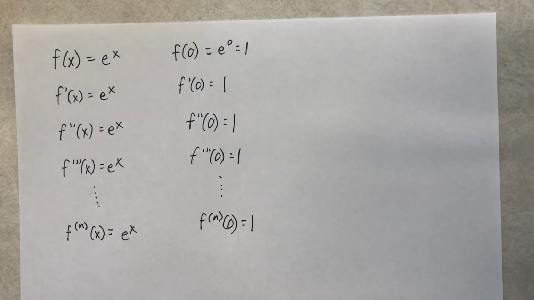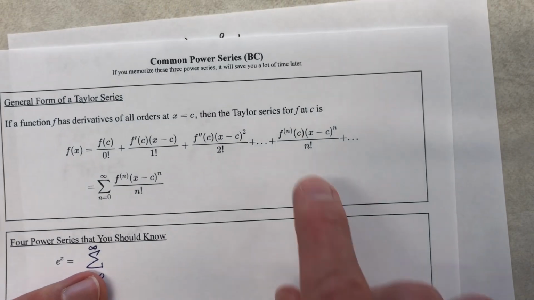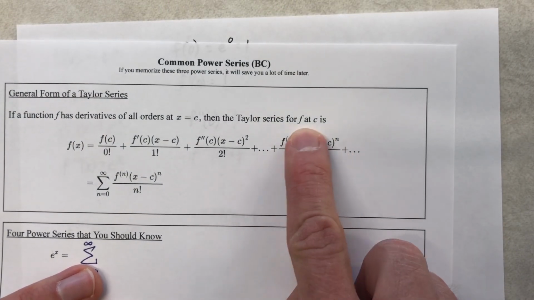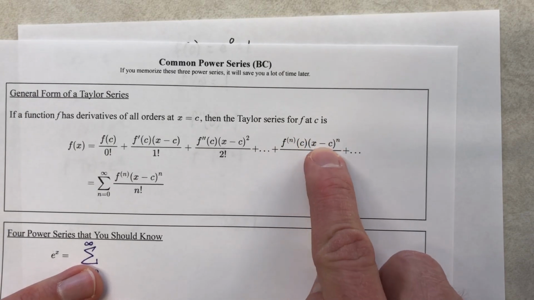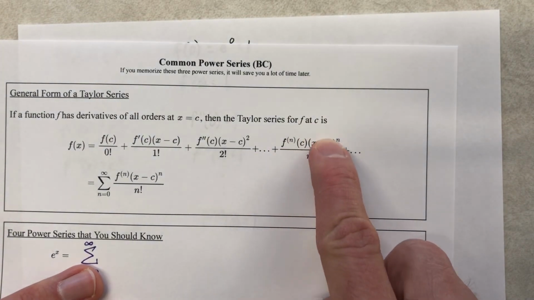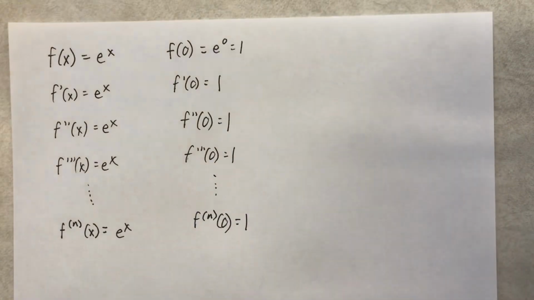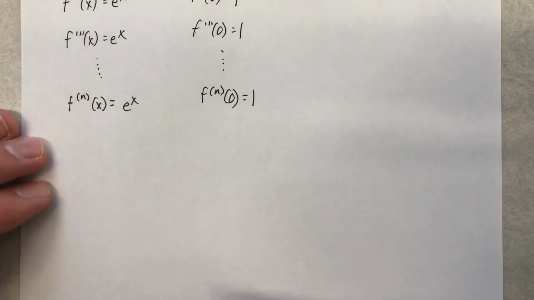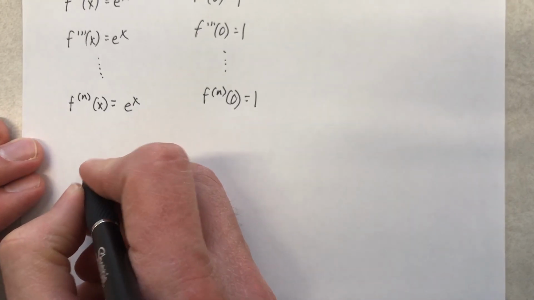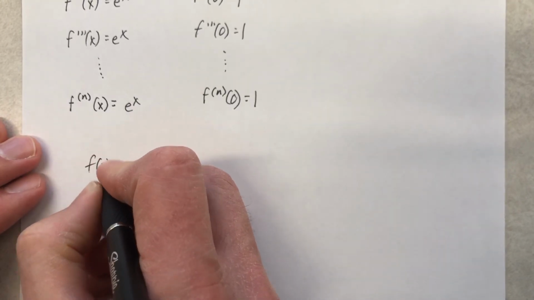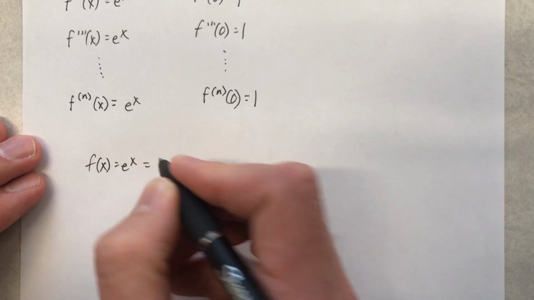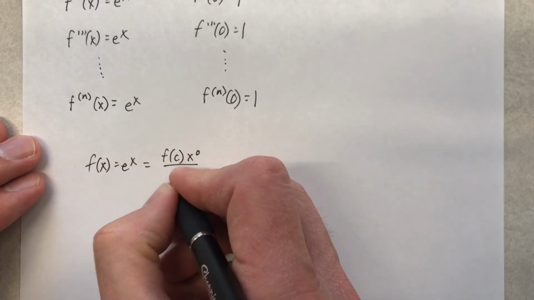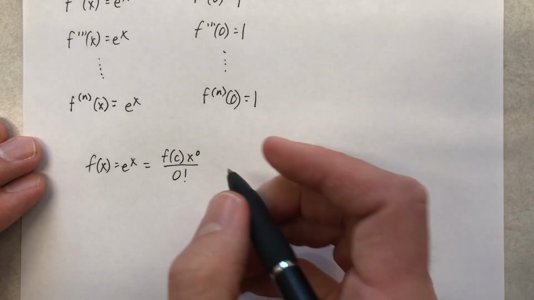I'm going to grab this other paper. I'm trying to plug things in to this general formula right here. Keep circling it, and there we go. So this series is going to be f of x, f of x equals e to the x. I was about to write it differently. And it would be f of c, x to the 0 over 0 factorial. If you're not writing this part, that's totally fine.